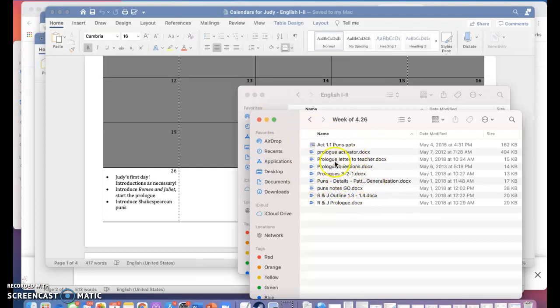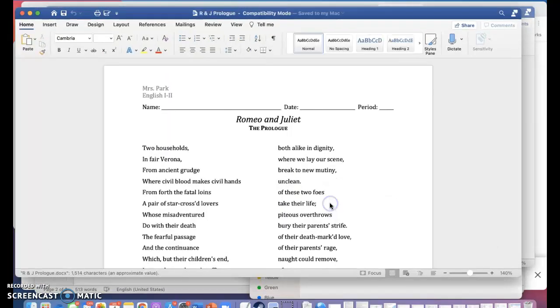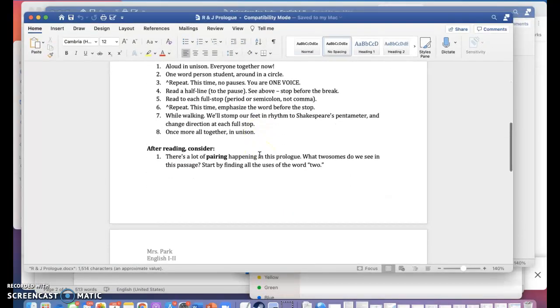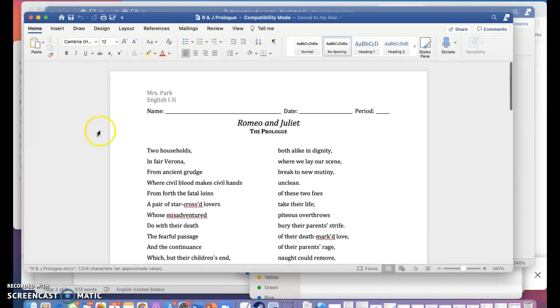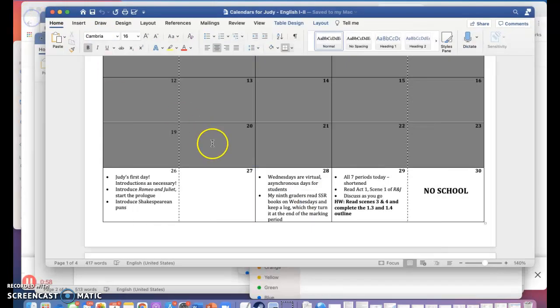You can use none of these materials. You can use some of them. They're all Word documents, so they're editable. So if you look at the Romeo and Juliet prologue thing and you want to change these questions or these activities, you can delete, you can add, any of that stuff is fine. But just so that you know, anytime I mention an activity like this, I'm not saying you need to create that. I have created all of this.